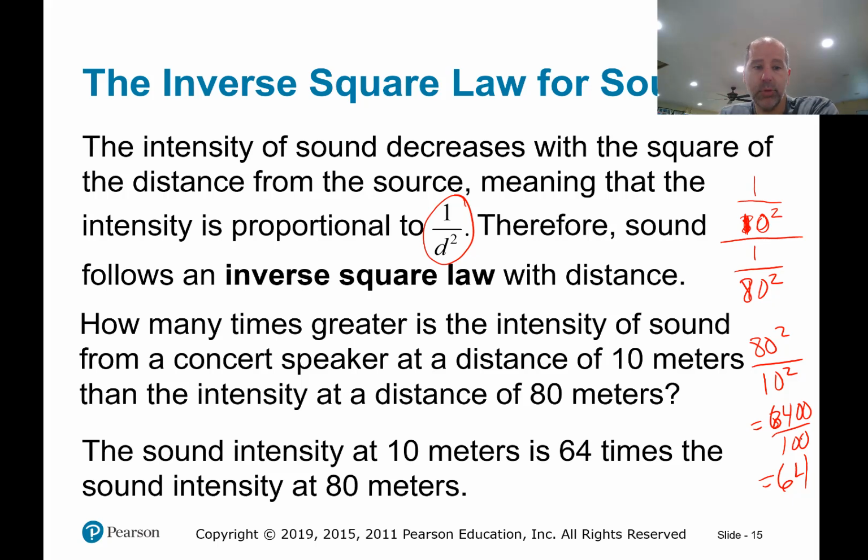And all we're doing is using the fact that the inverse square law for distance says that the intensity is proportional to 1 over the distance squared. So if we know the distances from a source, we can figure out how much more intense it is based on the distance using this formula. And again, just by dividing.